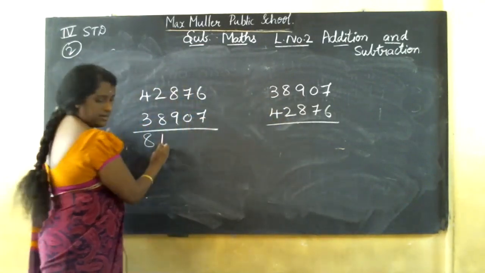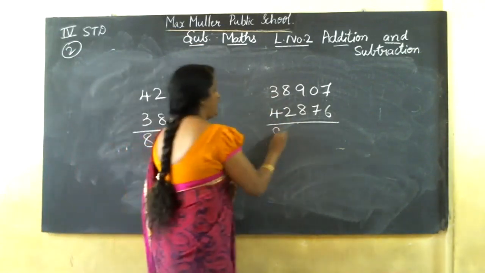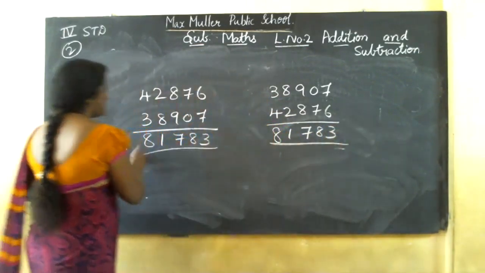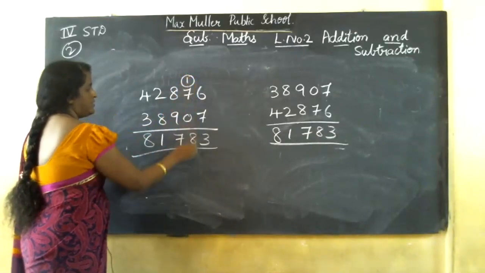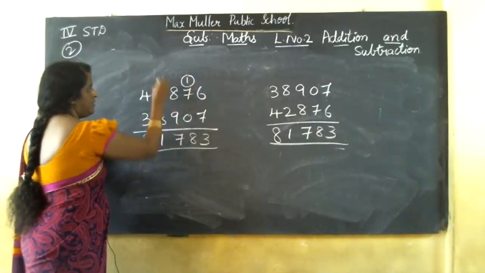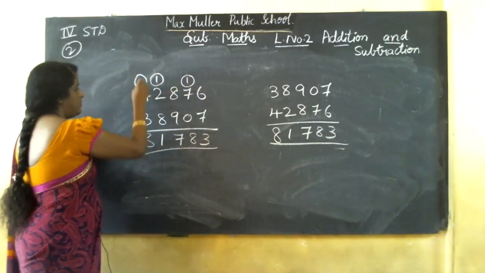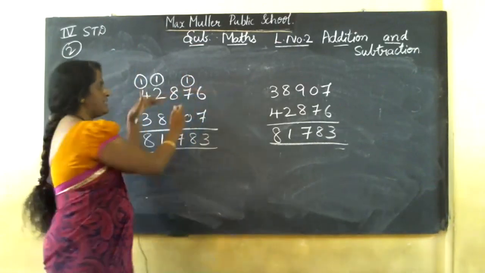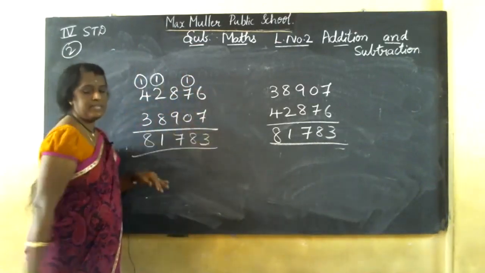See here, 81,783. Your answer will be C. 6 plus 7, 13, 1 carry, 8 and 8 is 17, 1 carry, 9, 10, 11, 1 carry, 5, 6, 7, 8. So when you add this way also, you will get the same answer. When we exchange the addends, in a different order, your answer will be the same.